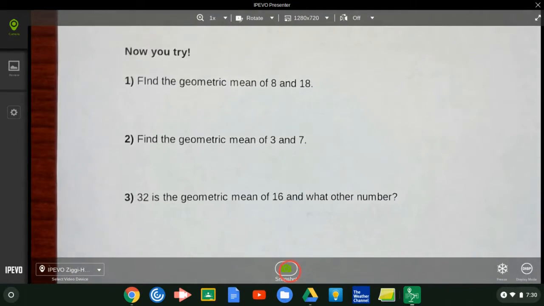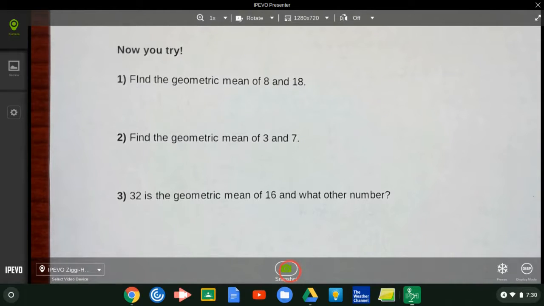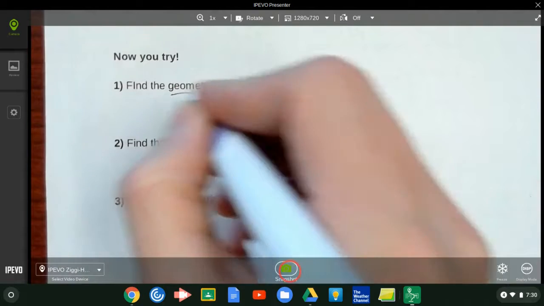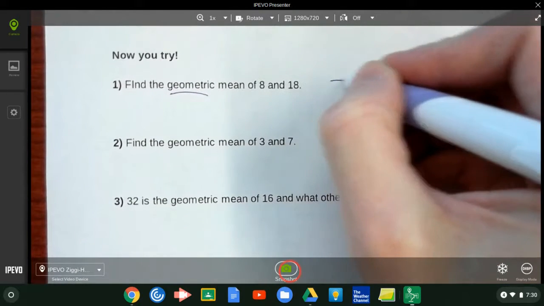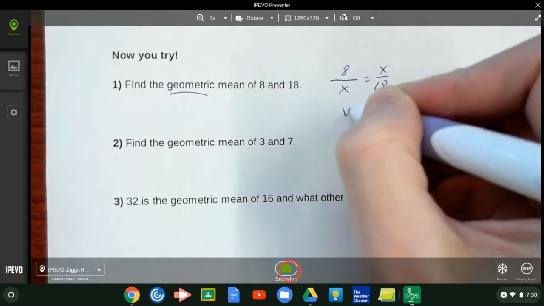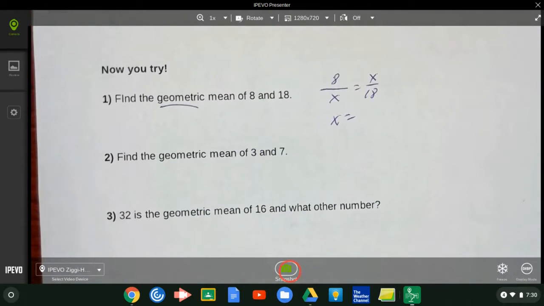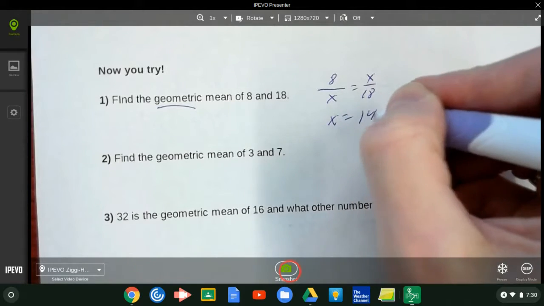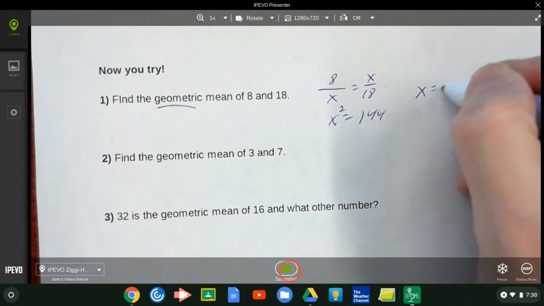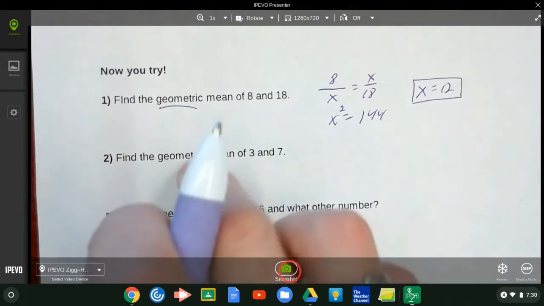Okay? Why don't you try these 3 problems and then we'll go over it real quickly, okay? Try the first one and then we'll take a look at it. Okay, so the first one, find the geometric mean of 8 and 18. We're looking for the geometric mean. So 8 is an extreme, and 18 is an extreme. So I do a little cross multiplying action there. Oh, that's x squared, forgot that part. So that means x has to be 12. Try the next one.